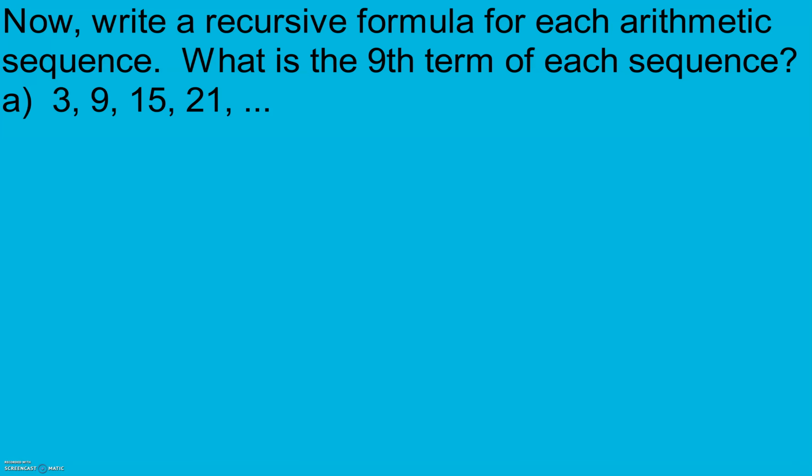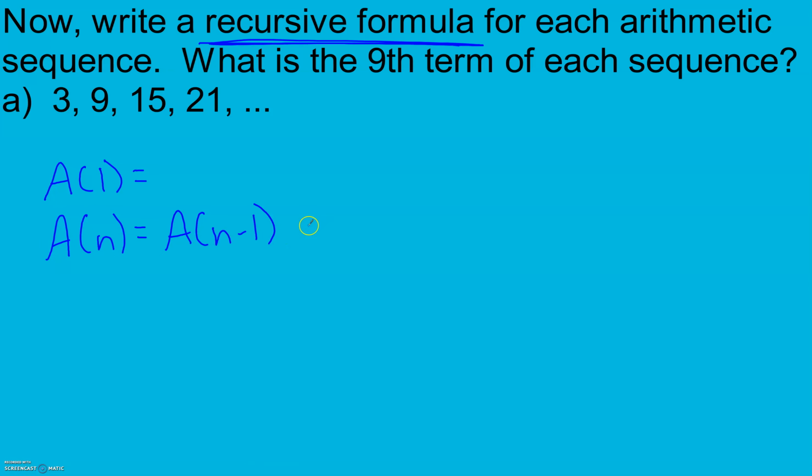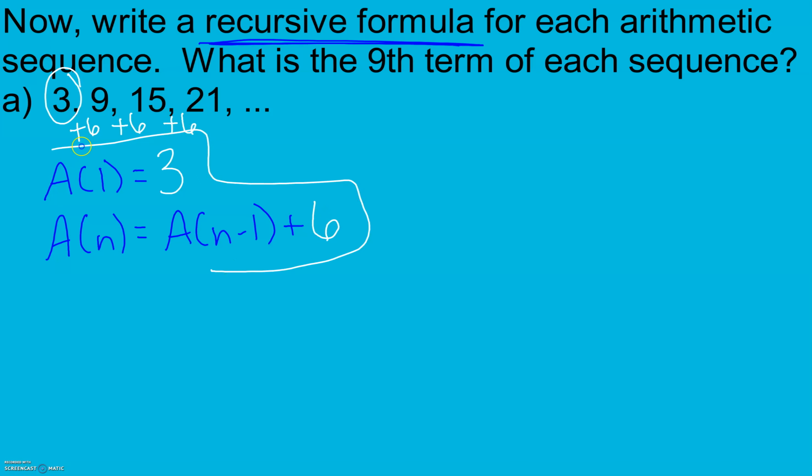Now feel free to pause here and give this a try. We want to come up with a recursive formula for each sequence and then the 9th term of the sequence. So again, with our recursive formula, it's always the value of our first term, or A of 1, and then the value of any term is the value of the term before it, plus our common difference. Here my first term is 3, that's where I start. And to go from 3 to 9, I add 6. 9 to 15, I add 6, and 15 to 21, I add 6. So my common difference is 6.